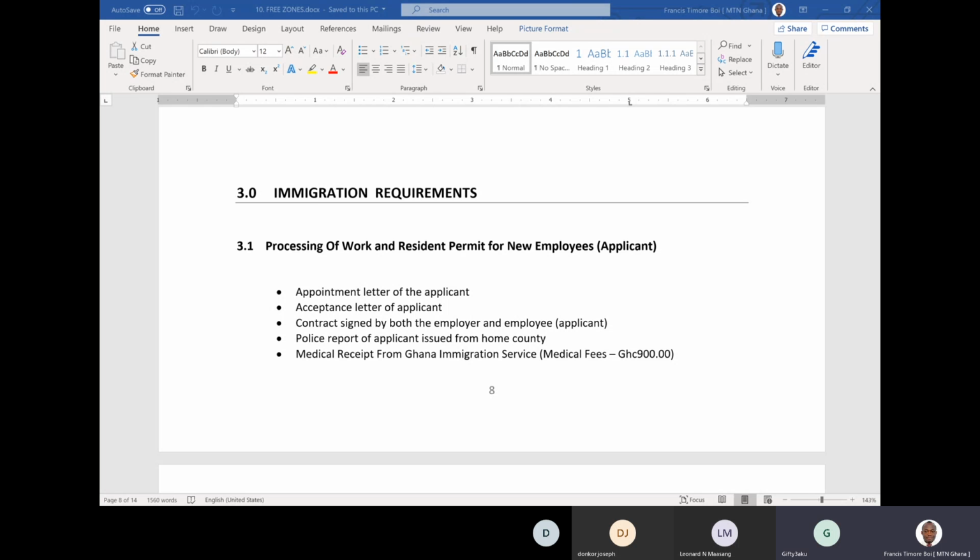Read the 3. Subsection 3. 28 subsection 3. A shareholder is exempted from the payment of withholding taxes on dividends arising out of free zone investments. Wow. It's nice, isn't it?